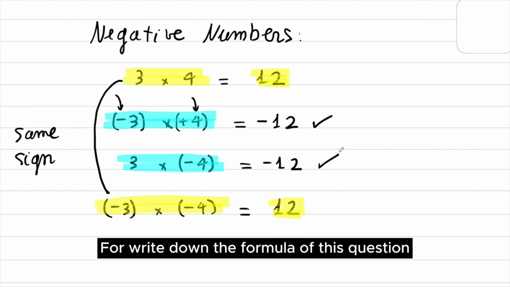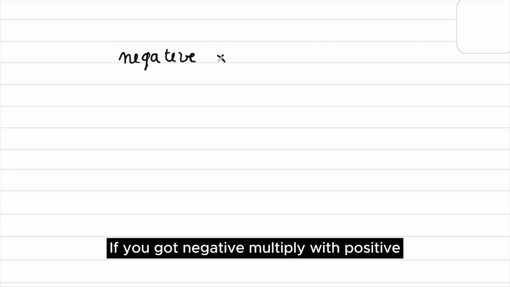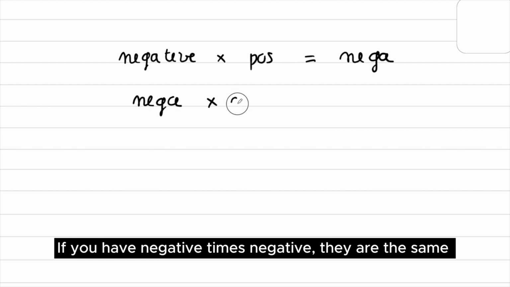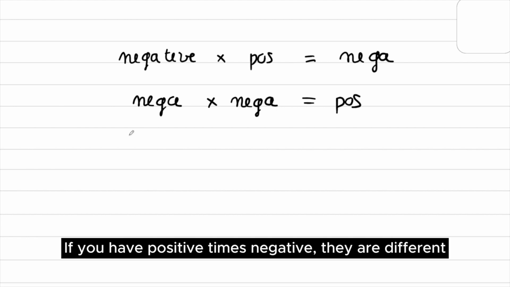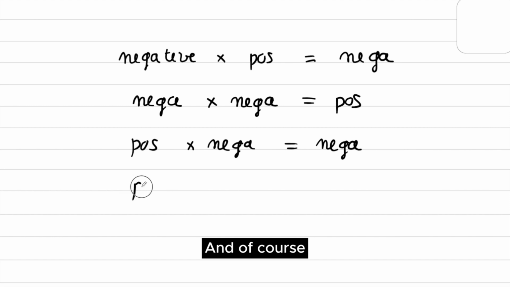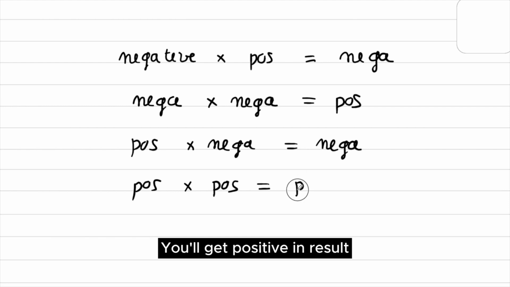Another thing, to write out the formula for this, you can write it like this. If you have negative multiplied with positive, you get negative in the result. If you have negative times negative, they are the same, that's why you get positive in the result. If you have positive times negative, they are different, right? So the result will be negative. And of course, the last one, when you have positive multiplied by positive, you get positive in the result.